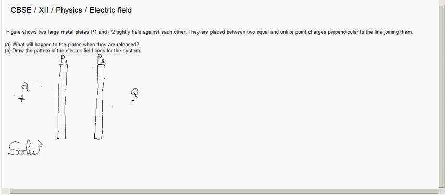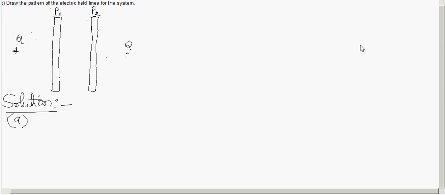So I'll write the solution. What will happen to the plates when they are released? We know when an uncharged body is brought near to a charge, it will attract all the opposite charges to one side. It is called electrostatic induction. So due to electrostatic induction, charge induces on the plates and the opposite nature of charge appears on the surface facing each other, and they start to attract each other. So how will it be?